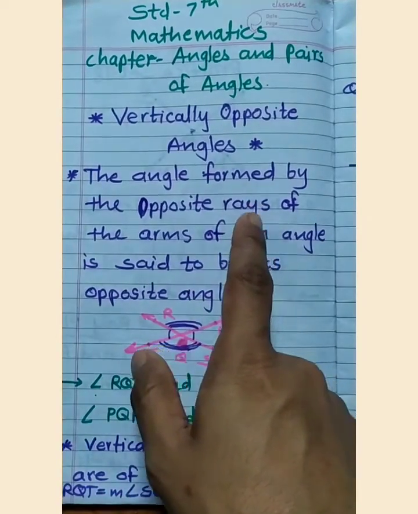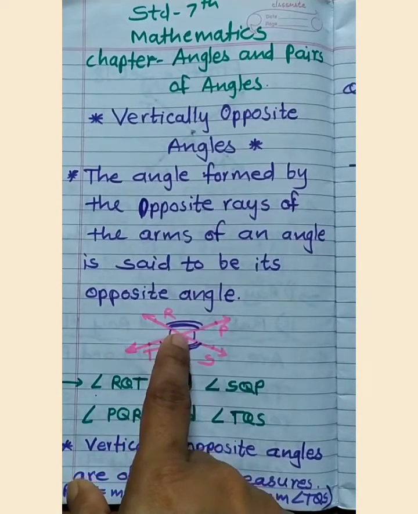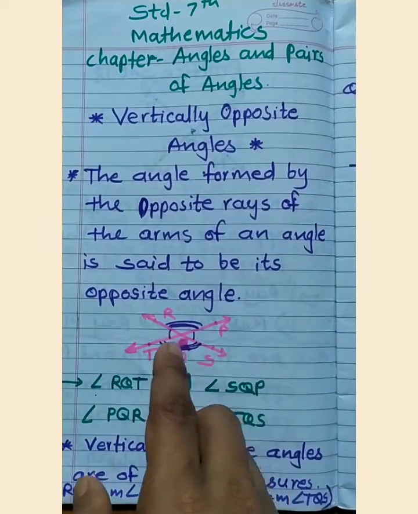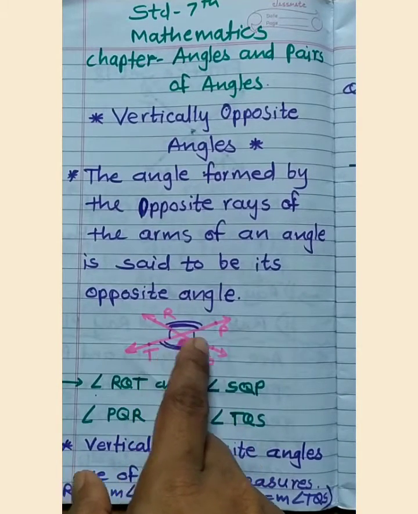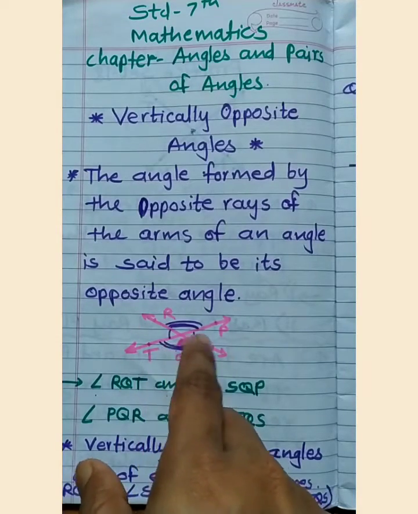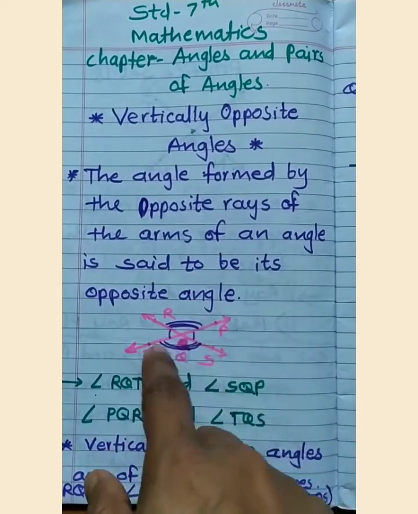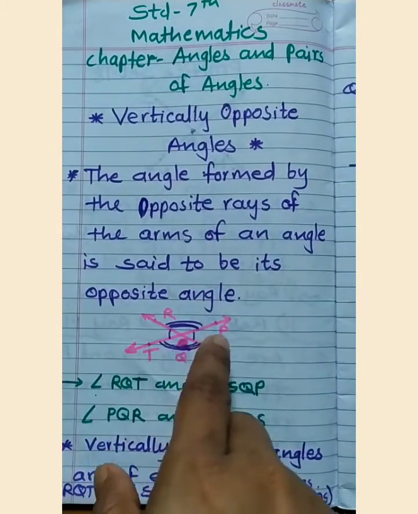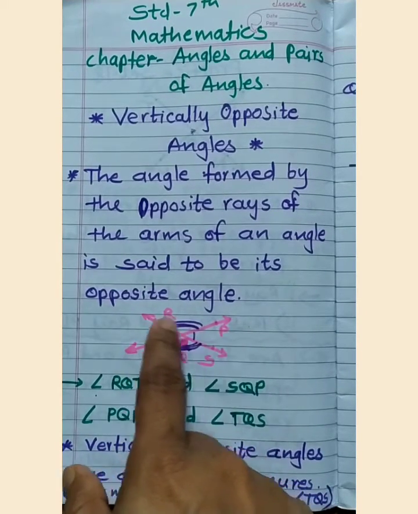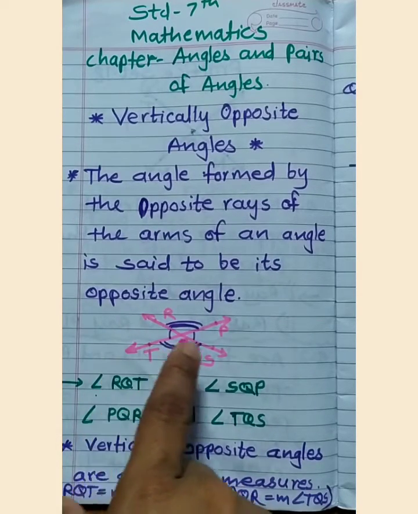How is it vertically opposite? From our definition, in RQT, RQ is one arm of this angle and SQ is an arm of another angle. So RQ and SQ make one straight line. The other two arms are QT and QP. Both arms also make a single straight line and both angles have a common origin. That is why these two angles are said to be vertically opposite angles. Once again, RQT and SQP.